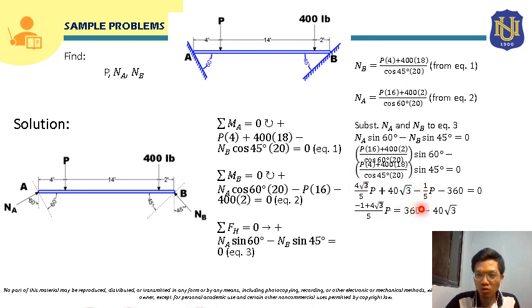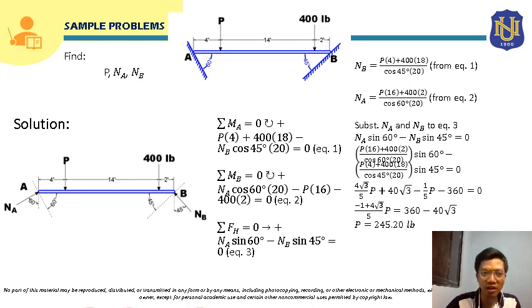Equal to, so we transpose 360. This is negative here, so it will be positive here. And we transpose this 40 times square root of 3, so it will be negative here. Solving for P, this will just be 360 minus 40 times square root of 3 over negative 1 plus 4 square root of 3 over 5. So that will give you 245.20 pounds. That will be the value of P.